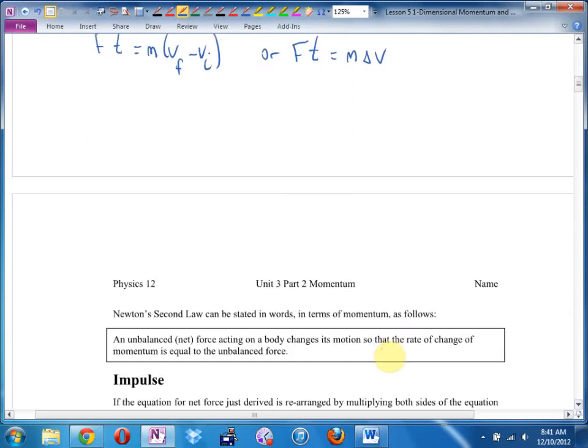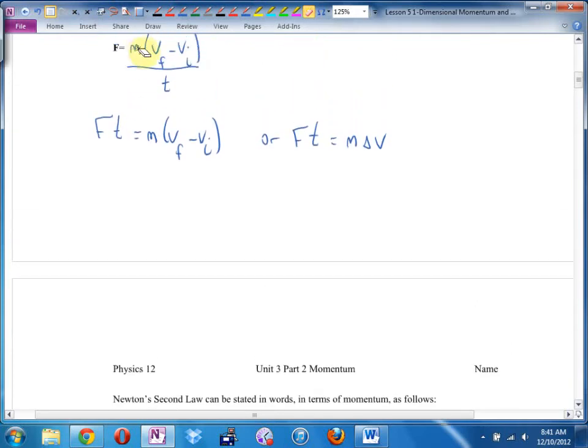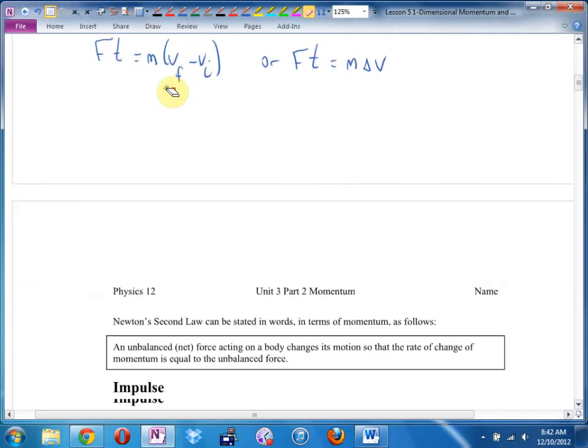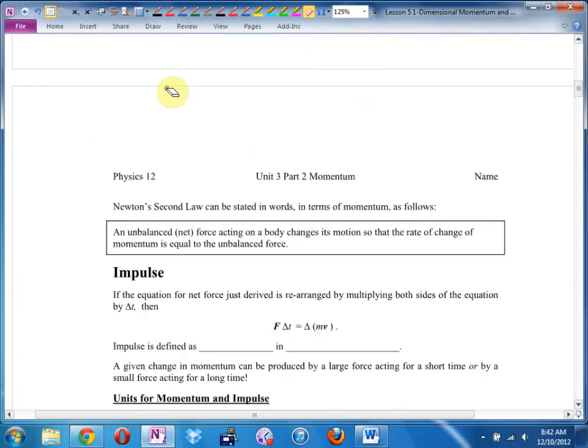Okay. Newton's second law can be stated in words in terms of momentum as follows. An unbalanced net force, ta-da, acting on a body changes its motion so that the rate of change of momentum is equal to the unbalanced force. What's the rate of change in momentum? Mass times velocity divided by time. We said when we looked at power, whenever you want to look at the rate of change of something, you divide it by time. The harder you push, the faster something's momentum changes.